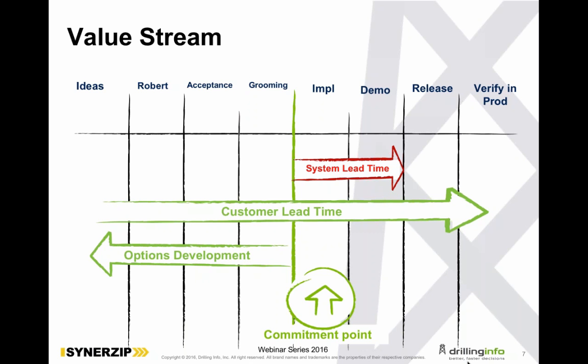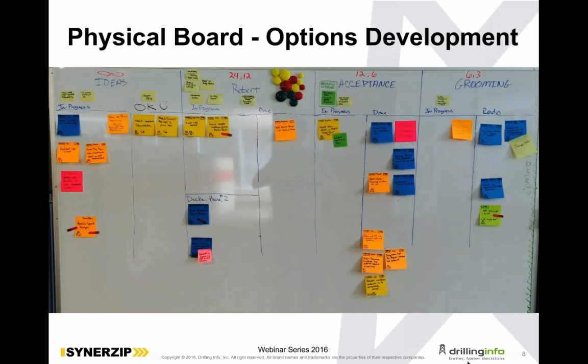But the options development is super important. And let me go to the next slide, and you can see. So this is our physical board with the options development board. We actually have two boards that are 4x6 whiteboards. The one on the left is the options development. As you can see at the top, we have the ideas with the infinite queue, and then Robert with 24,12. Well, that 24,12 is min-max width limits. And you can see they get smaller as you go to the right.